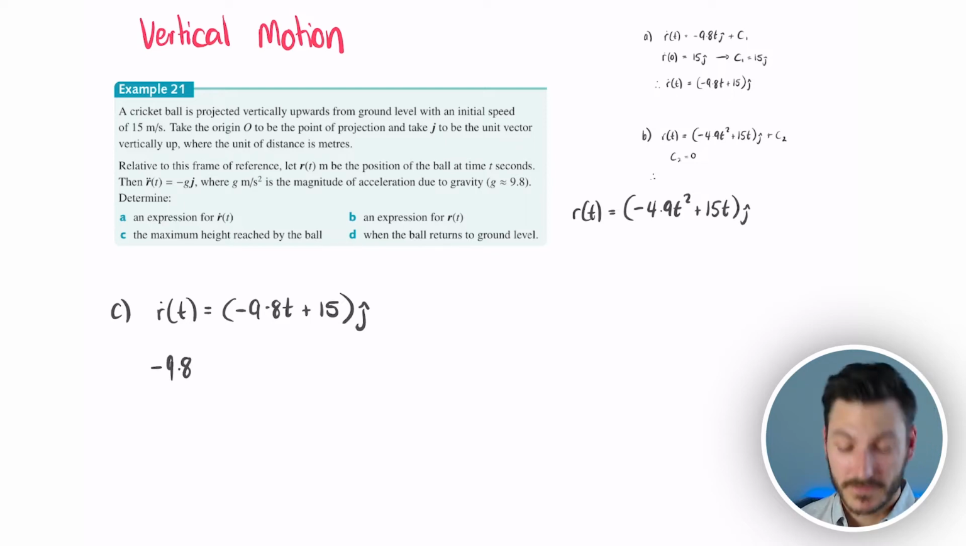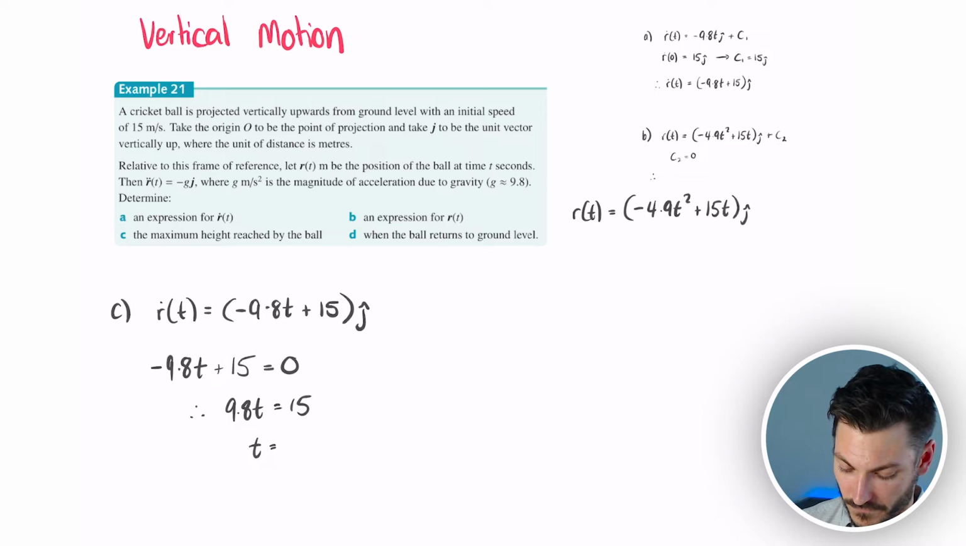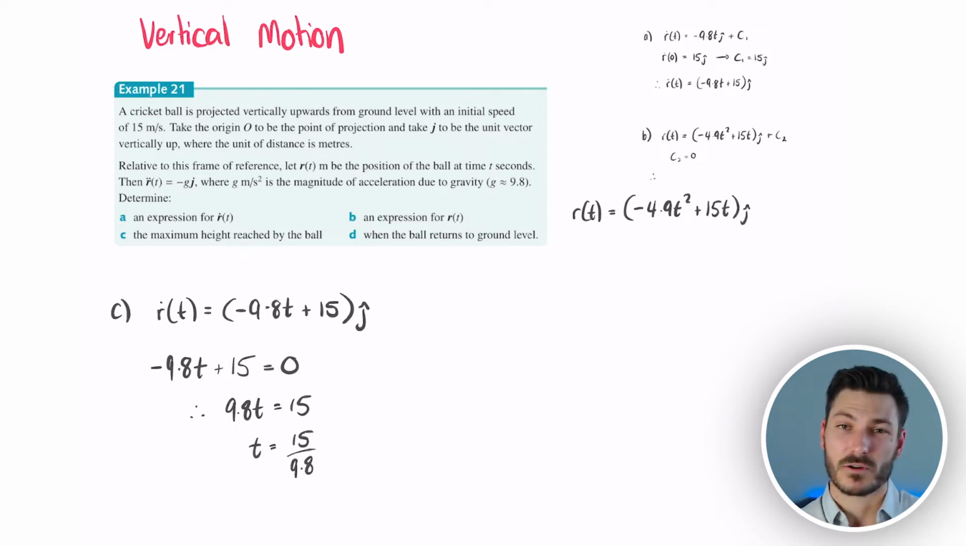There we go. And I'm going to let that equal 0. So negative 9.8t plus 15 equals 0. Solve for t. I get 9.8t equals 15. T equals 15 over 9.8 seconds. Now you can approximate that and figure out what it actually is, but it's just not necessary in this case. I'm just going to leave it as a fraction.